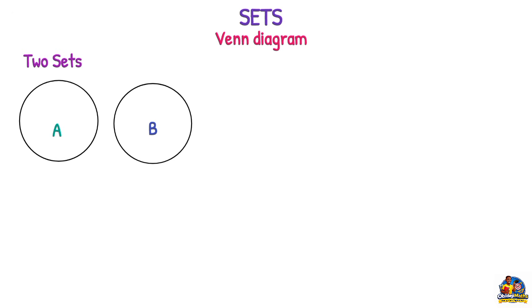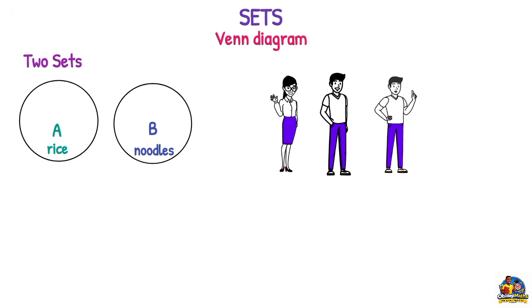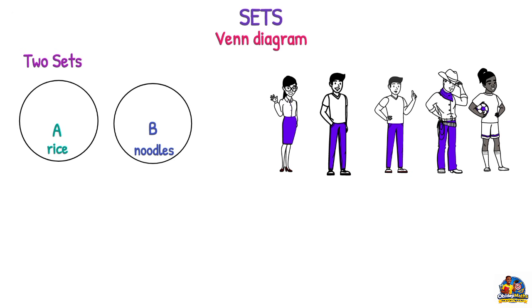Now, considering these two sets, let me use this to explain. Let's say set A is rice and set B is noodles. Now, let me use these people. We're having 5 people here. The first person loves rice. Second person loves noodles. Third person loves rice. Fourth person loves rice and noodles. The last person loves rice.